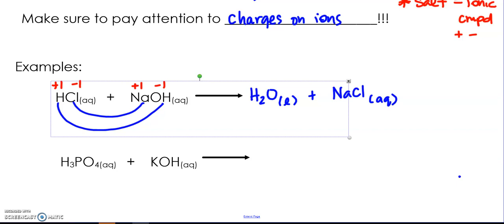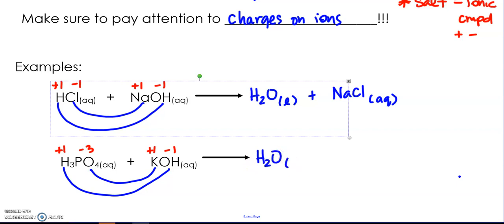So let's do another one. Here we have phosphoric acid, or hydrogen phosphate. So we've got a +1 and a -3. And KOH is +1, -1. So here, hydrogen's going to go with hydroxide, right? There's our water. And K is going to go with phosphate. So I'm getting H2O. So there's my water. And my salt is going to be K3PO4, and this will be aqueous.